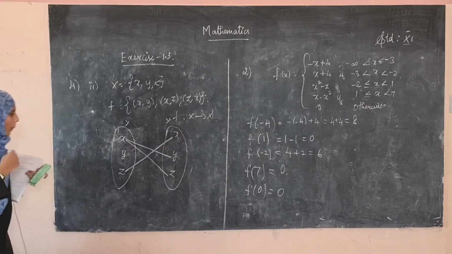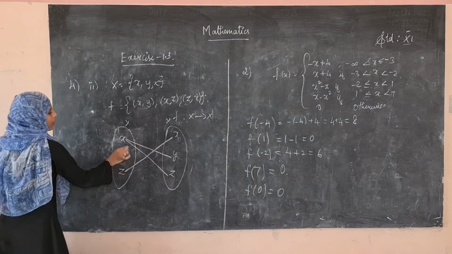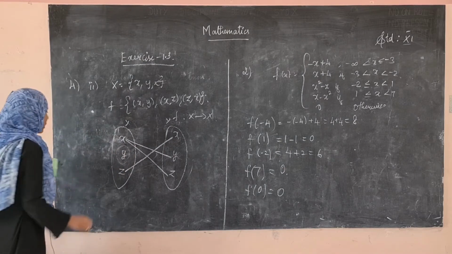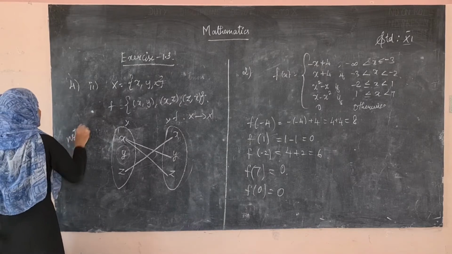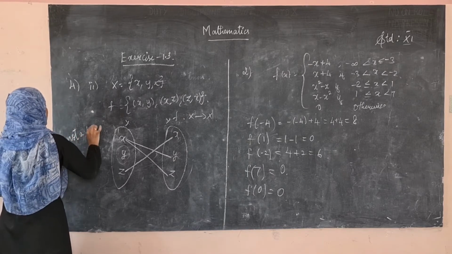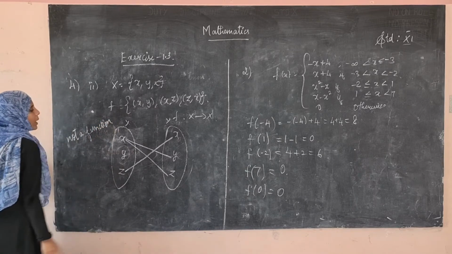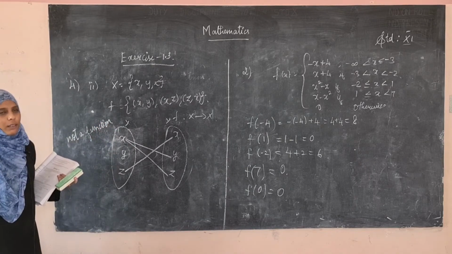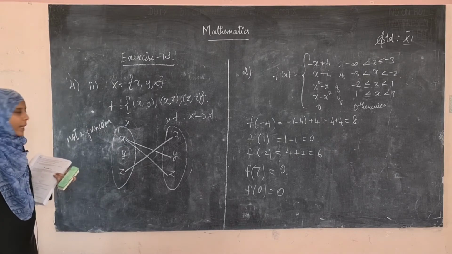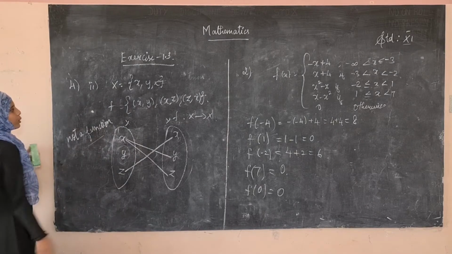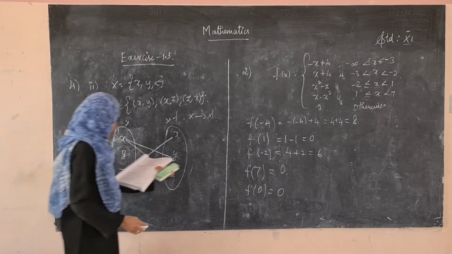See here, there is an element in the domain which is not mapped. Therefore, this is not a function at all. Why? There is an element left in the domain which does not have any image in the codomain. Therefore, this given relation is not a function. Okay, you have to state it like that.